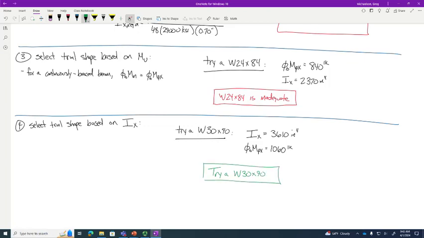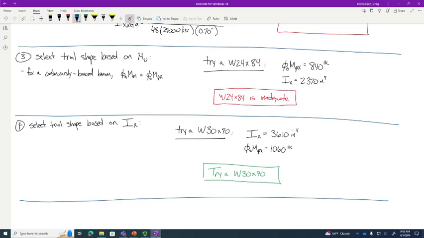try a W30 by 90. Now, I'm saying try a W30 by 90. Why can't I just say it's the answer right now? Because you have to verify. Why do I have to verify that?